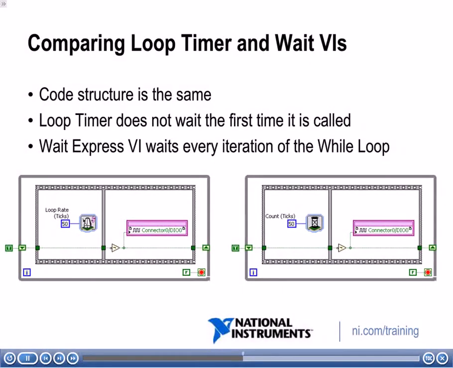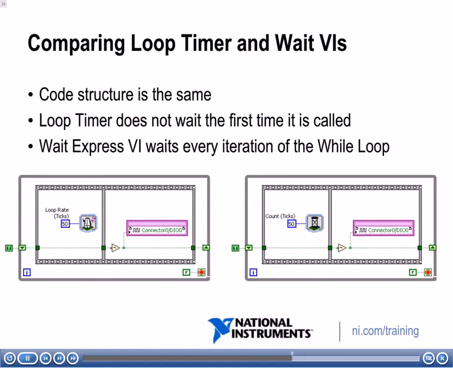Okay, so let's compare and contrast how the Loop Timer Express VI works and how the Wait Express VI works. If we take a look at this code here, it looks pretty similar, at least the code structure does, except on the left we're using a Loop Timer Express VI, and on the right we're using a Wait Express VI. So let's take a look at the Loop Timer one first. Let's say that the code in the second frame, let's just pretend it takes 25 ticks. If that was the case, then when we run this particular VI, in the very first iteration, the Loop Timer Express VI is going to just figure out that initial timestamp and then go to the second frame immediately.